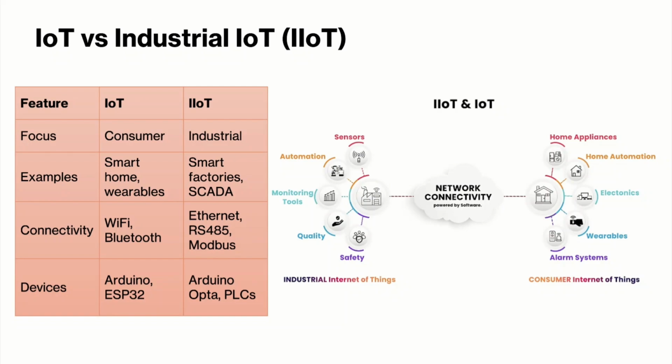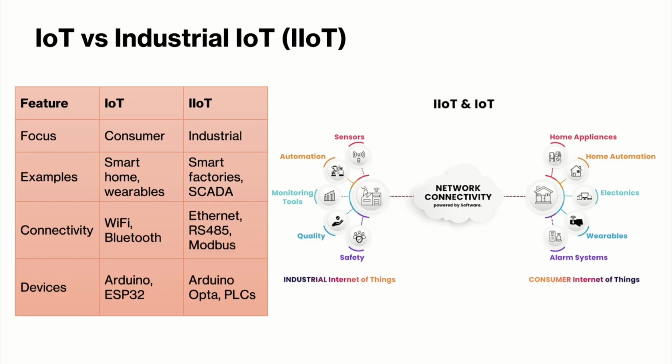IoT versus industrial IoT. While IoT is often used in consumer products like smart homes and wearables, IIoT, or industrial IoT, takes these concepts into the industrial environment. The IIoT connects machines, production lines, sensors and control systems in factories, power plants and warehouses. The scale is much bigger and the focus is on reliability and efficiency.